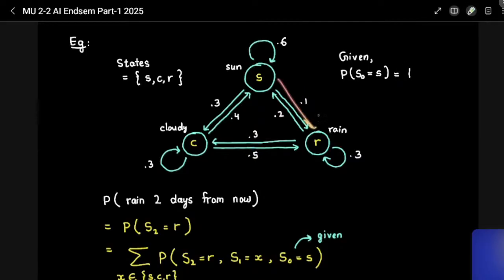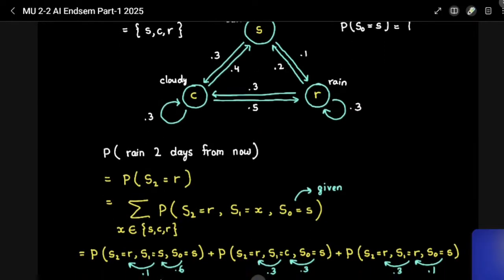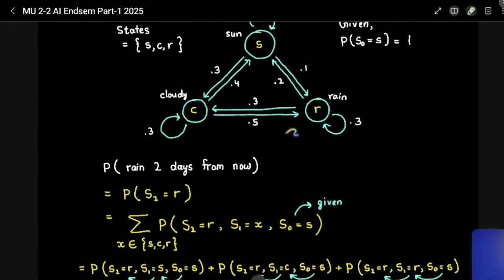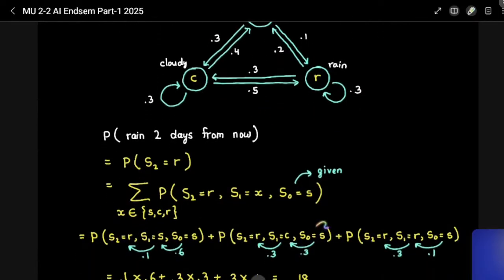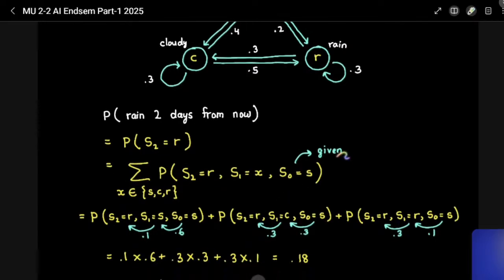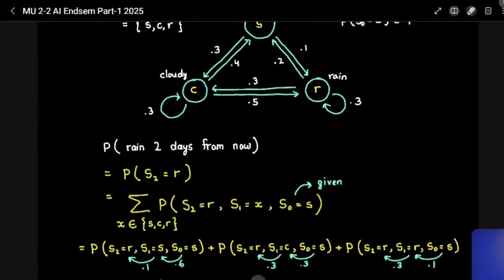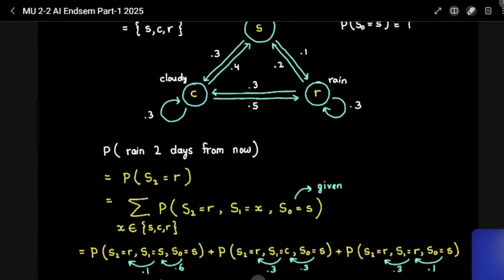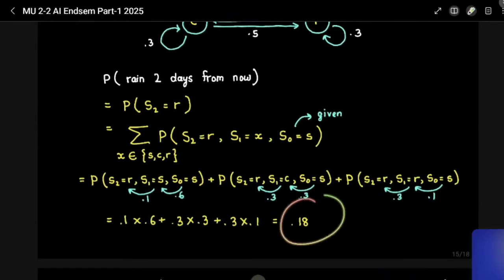So sunny to rainy is 0.1. Sunny to cloudy is 0.3. So you keep looking at the transition, right? So you're transitioning. That's why they're called transition probabilities. So you keep doing that. So you get 0.1 into 0.6, 0.3 into 0.3, 0.3 into 0.1. So finally you get the probability. The probability that it will rain in 2 days from now is 0.18.